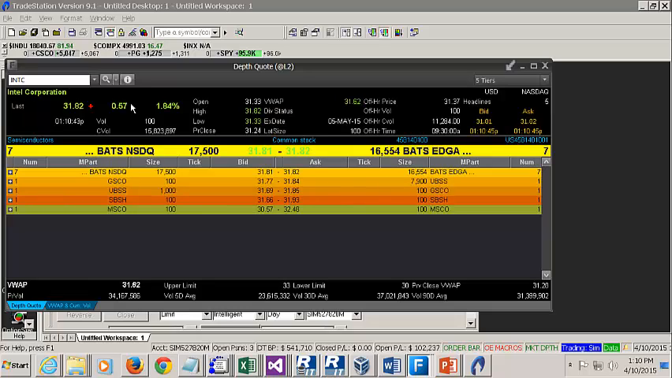This is what I would consider a level 2 quote, in that it's just showing each of the discrete price levels for bids and asks, and then a sum of all of the available liquidity from each of the exchanges at each of those price levels.